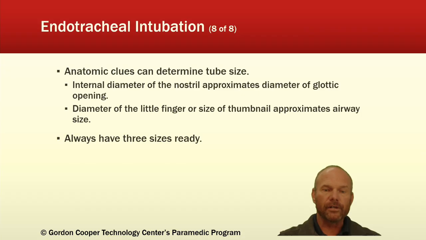Also, the internal diameter of the nostril can approximate the diameter of the glottic opening and serve as a guide for selecting the correct ET tube size. We're not talking about if you're going to do a nasal tube, we're talking about oral. Still, you can use that diameter of the nostril as a guide. There are also little tips and tricks within your curriculum: the little finger or thumbnail. The diameter of the patient's little finger, or the size of their thumbnail, is another quick way to estimate the appropriate airway size.